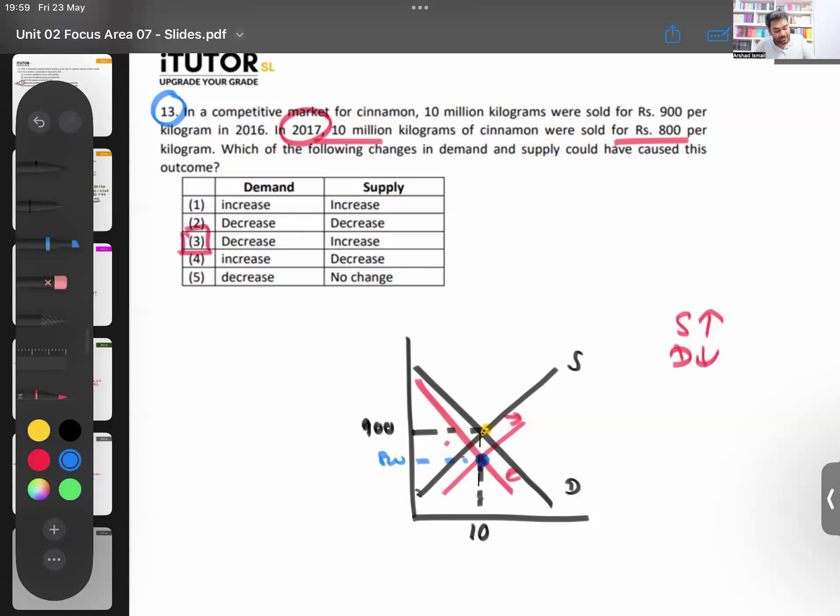How do you know it's equilibrium demand? Because they are saying this is the amount sold. So sold means the producer has to supply, the consumer has to buy. The quantity sold in the market is the equilibrium quantity. Okay. Done.